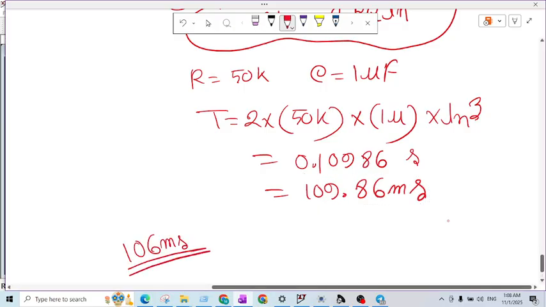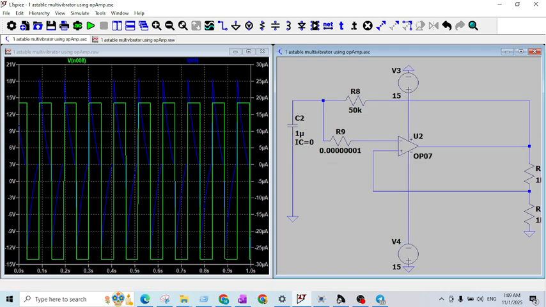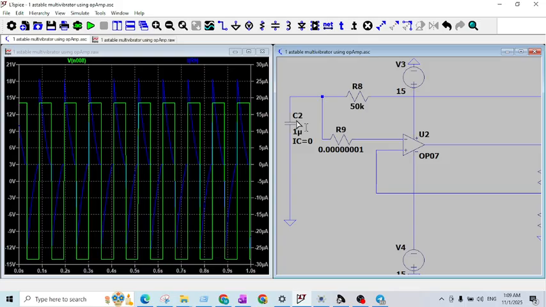So 107 millisecond, that means 3 millisecond faster. And why this is faster, maybe, I'm not sure. If you know another reason, please tell me in the comment. Maybe that capacitor is charged from this direction and also from this direction. These two currents are contributing to charge up this capacitor, maybe.